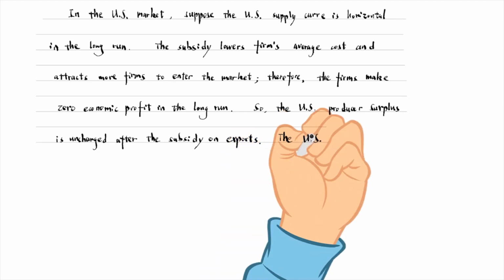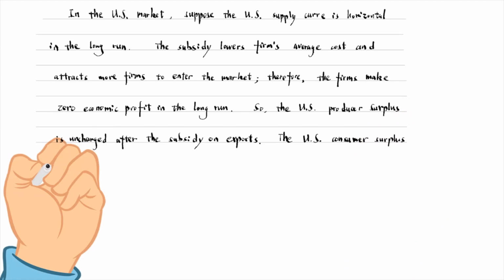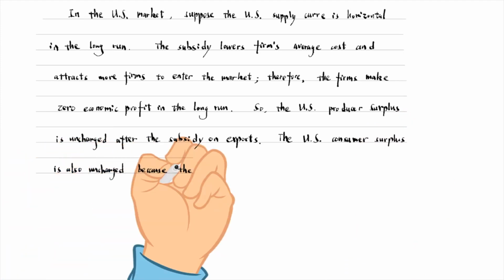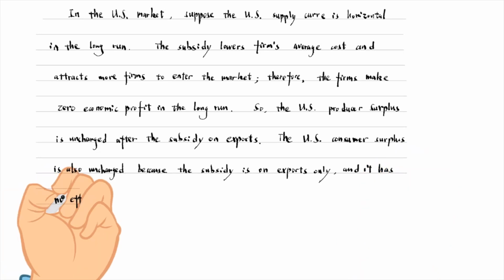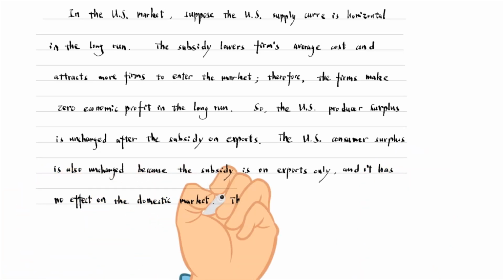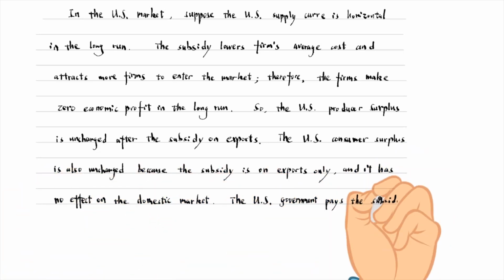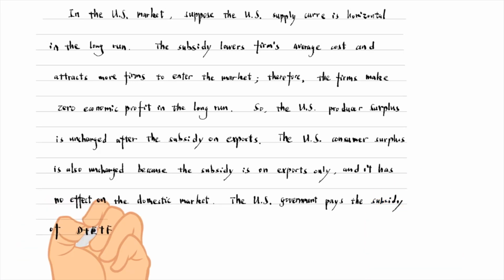The U.S. consumer surplus is also unchanged because the subsidy is on exports only, and it has no effect on the domestic market. The U.S. government pays the subsidy of the area D plus E plus F. It equals the subsidy per unit times the amount of exports to Mexico. The change in the U.S. welfare is minus D plus E plus F.